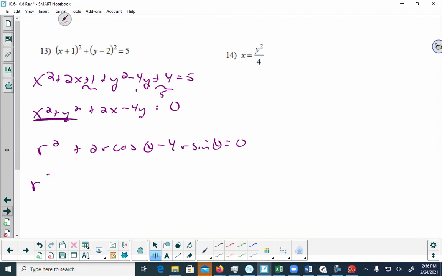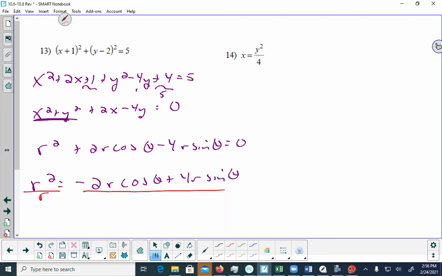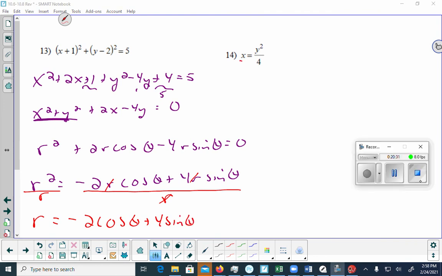I am going to say r squared is equal to a negative 2r cosine theta plus 4r sine theta. I'm going to decide to divide everything by r. I could have factored out the r like I did in the previous problem. Simplify the r. I'm going to be left with r is equal to a negative 2 cosine theta plus 4 sine theta. Next problem, I'm probably going to get rid of the 4 in the denominator, so I'm going to multiply both sides by 4.